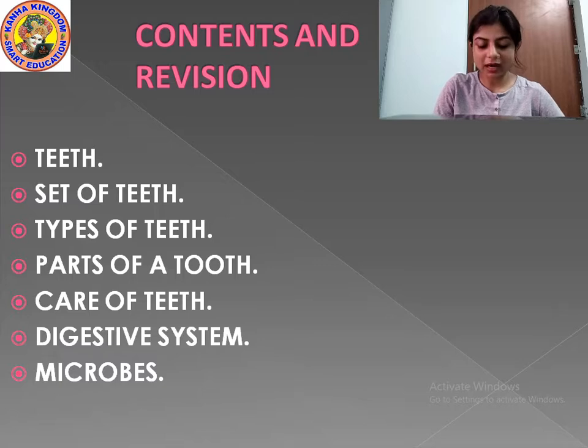So this is the process of digestion, and these are the organs in our body that help in the process of digestion: mouth, esophagus or food pipe, stomach, small intestine, liver, large intestine, and then anus. These are the digestive organs which help in the process of digestion, and together they are also called the digestive system of our body.